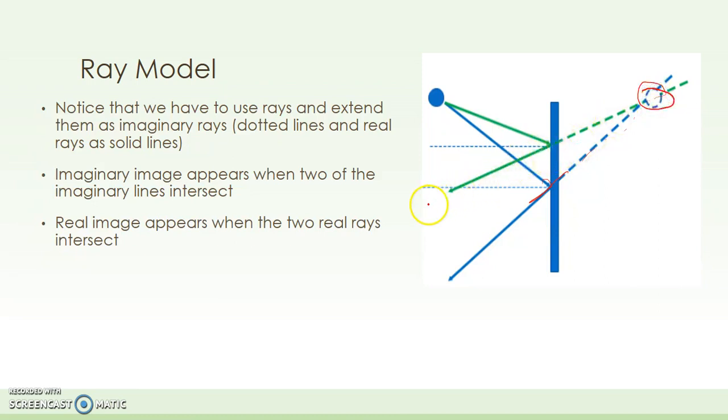Obviously, if we follow the rays on this side, they'll never intersect because of the angles, if I actually was drawing straight lines. So that's how we will use the ray model. And remember that real images will appear when the two real rays intersect. We're going to go through several examples of these.